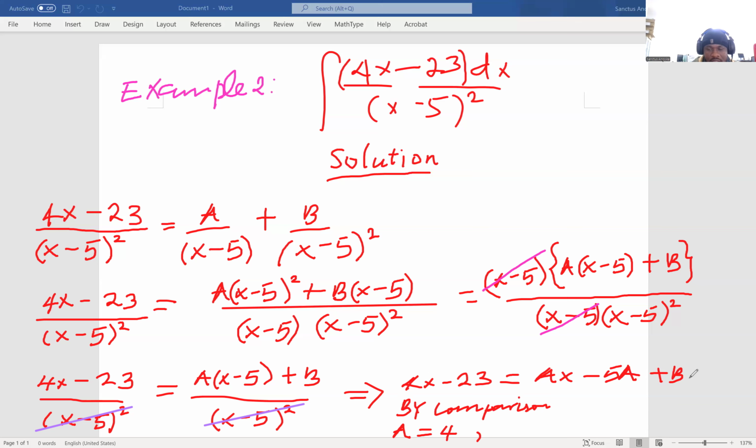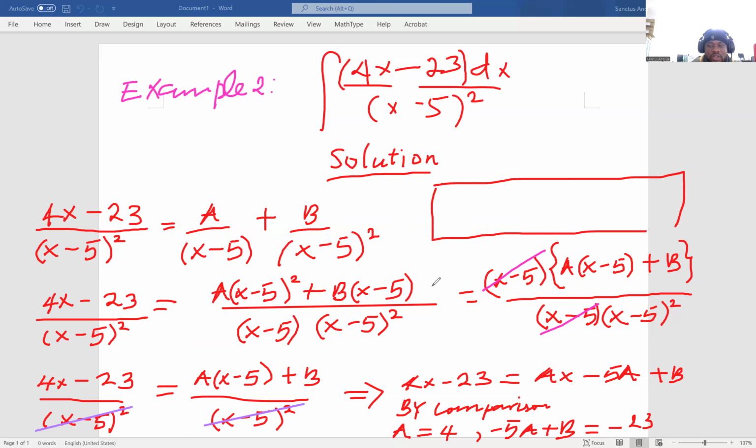And then on this side, minus 5a plus b is equal to minus 23. Okay? So I'm going to finish it up here. I'm going to find my b right here. So you see, minus 5 bracket, what's our a? Our a is 4, plus b is equal to minus 23.